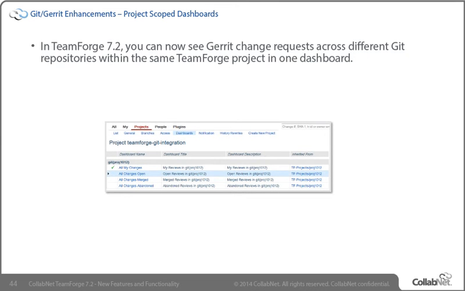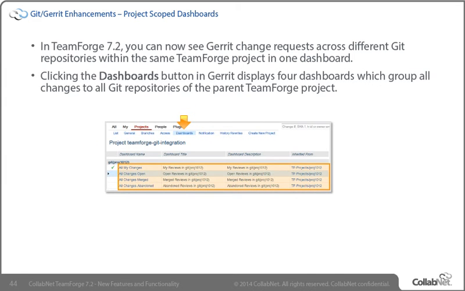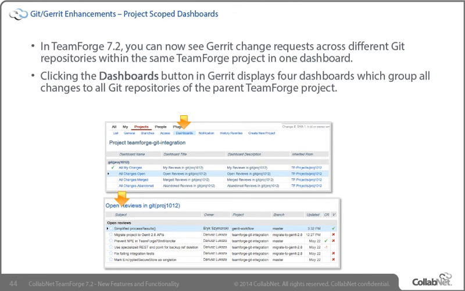Project Scope dashboards allow TeamForge 7.2 users to see Gerrit change requests across different repositories within the same TeamForge project in one dashboard. Use the Dashboard button in Gerrit to display 4 dashboards which group all changes to all Gerrit repositories of the parent TeamForge project. The available dashboards are All My Changes, All Changes Open, All Changes Merged, and All Changes Abandoned. You can get more detail about the project scope dashboards by visiting the URL listed here.